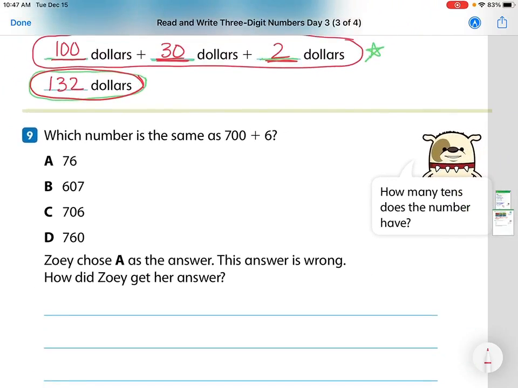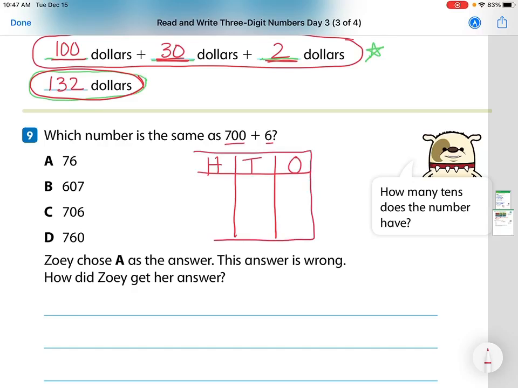It says, which number is the same as 700 plus 6? Okay, so it's giving us values, okay? So I suggest we go ahead, before we do anything else, we're going to draw our place value chart. We need a place for our hundreds, our tens, and our ones. All right, you can box it in if you'd like, just like I did.